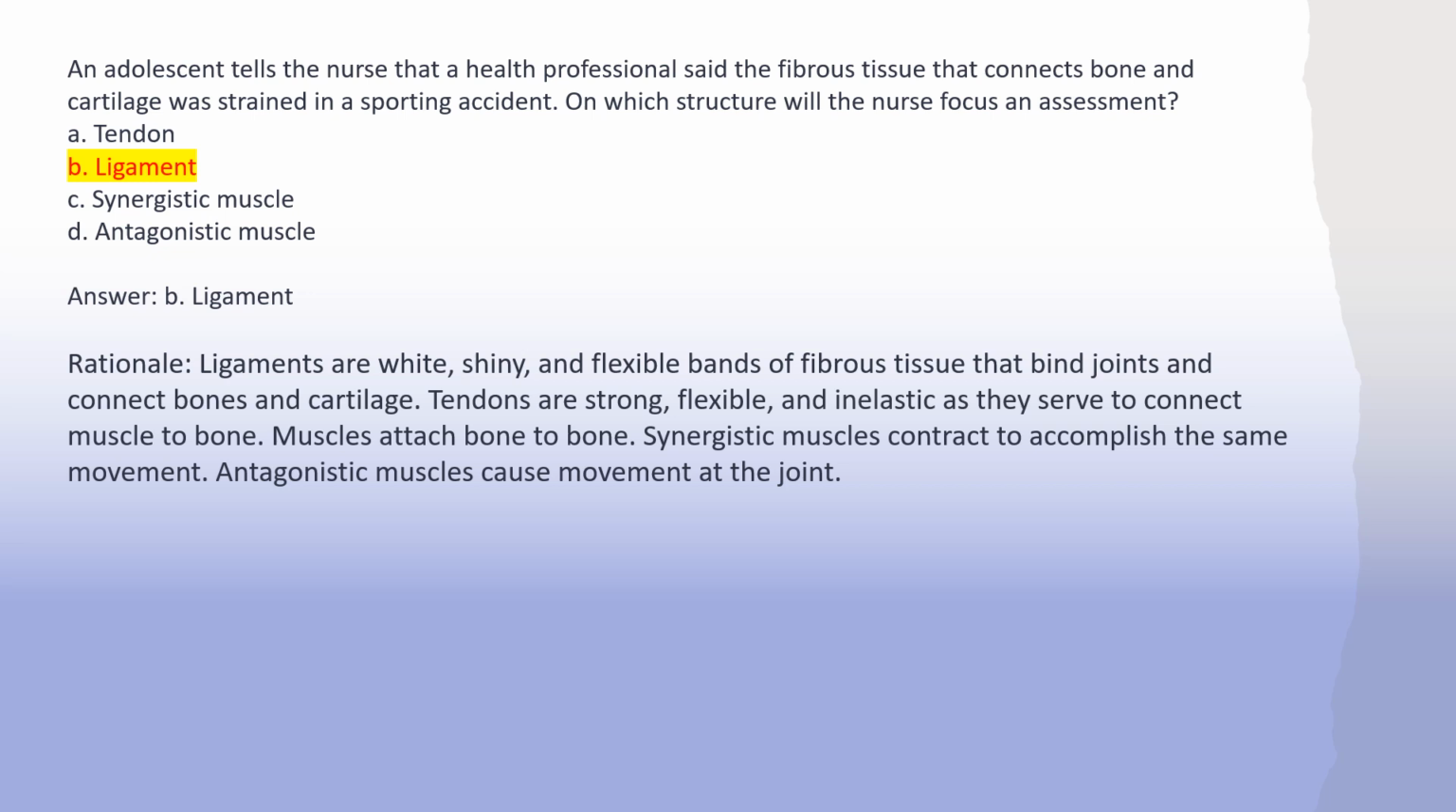Answer B. Ligament. Rationale: ligaments are white, shiny, and flexible bands of fibrous tissue that bind joints and connect bones and cartilage. Tendons are strong, flexible, and inelastic as they serve to connect muscle to bone. Muscles attach bone to bone. Synergistic muscles contract to accomplish the same movement. Antagonistic muscles cause movement at the joint.